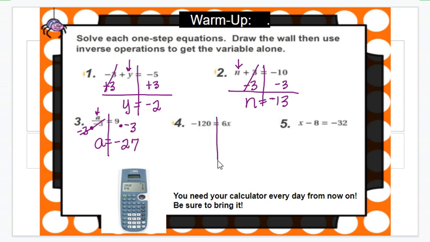Number 4, -120 equals 6x. So we're going to start by drawing our wall, because that always gets drawn first. It goes straight down your equal sign. And we have 6x, that means 6 times x. Again, we want to get our x by itself, so we need to get rid of this 6 times.